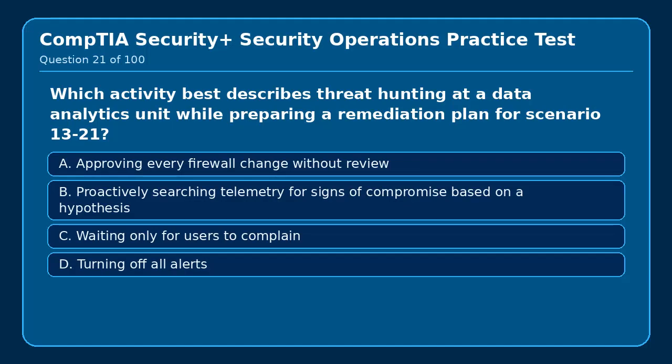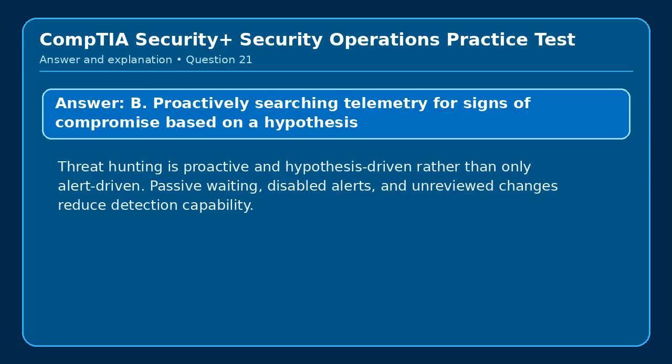Question 22. Which backup strategy improves a software company's ransomware resilience after a recent audit finding for scenario 13 to 22? A. Store backups on the infected server only. B. Keep the only backup mounted to every workstation. C. Maintain offline or immutable backups tested through restoration. D. Never test restores. Take a moment to choose your answer.